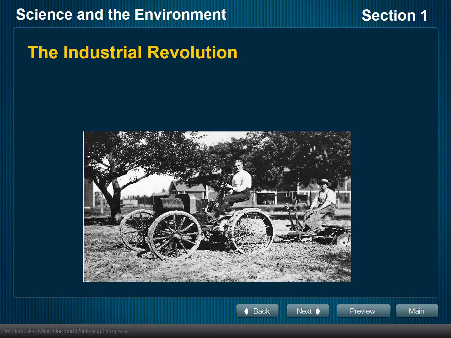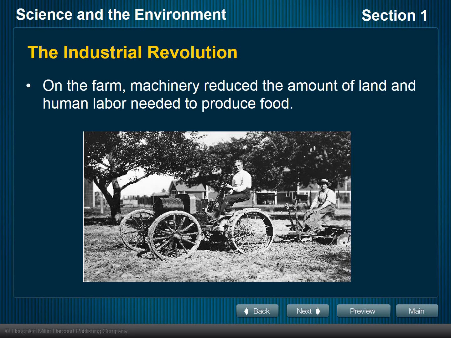The invention of motorized vehicles allowed food to be transported cheaply across greater distances. In factories, the large-scale production of goods became less expensive than the local production of handmade goods. On the farm, machinery reduced the amount of land and human labor needed to produce food. With fewer people producing their own food, the population in urban areas steadily grew.